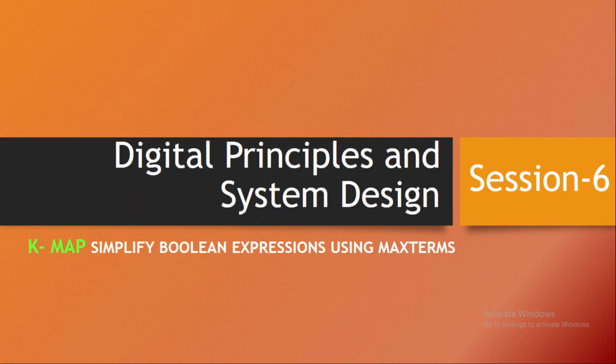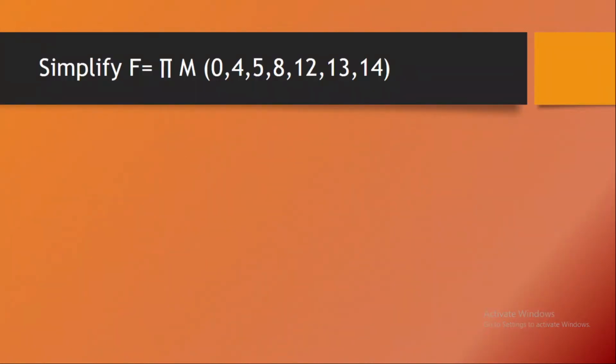So today we will be learning about simplifying Boolean expressions using K-map, but using max terms. In my previous videos, you might have seen solving K-maps using min terms. So this time I have brought you a new concept of product terms, which is nothing else but called max terms. So how do we solve using K-map when the max terms are given to us? Okay, so let's get started with a small example here.